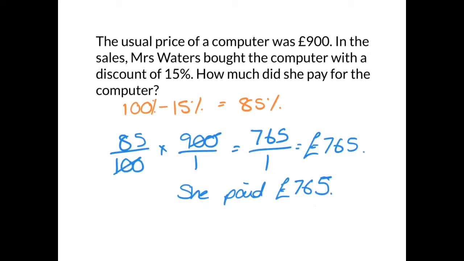If you prefer to work it out using the fraction method, 85% is of course 85 over 100 multiplied by 900 over 1. The 100 and the 900 both divide by 100, they cancel down to 1 and 9. 85 multiplied by 9, 765. 1 times 1 is 1. £765 was the cost of the computer.